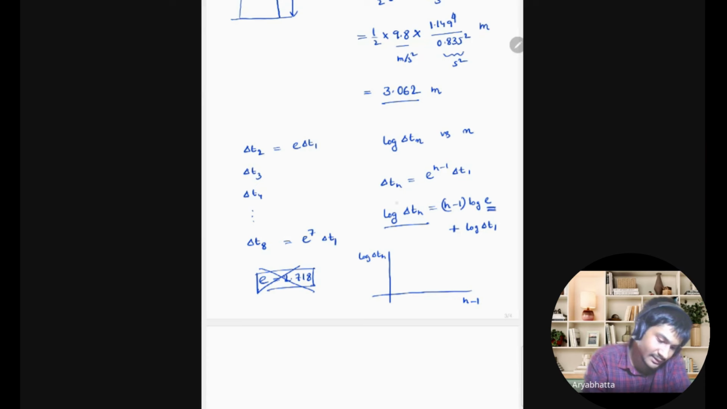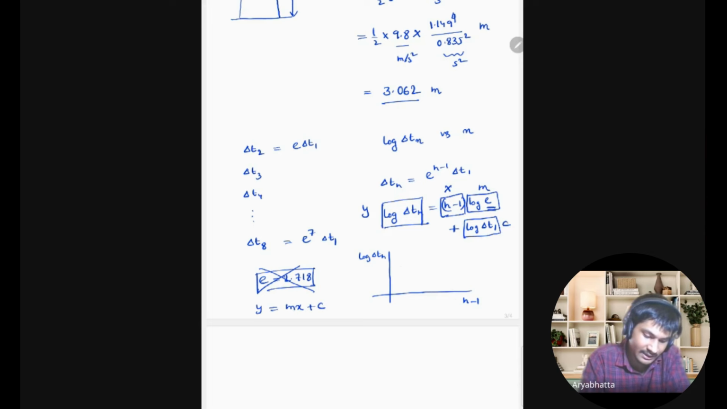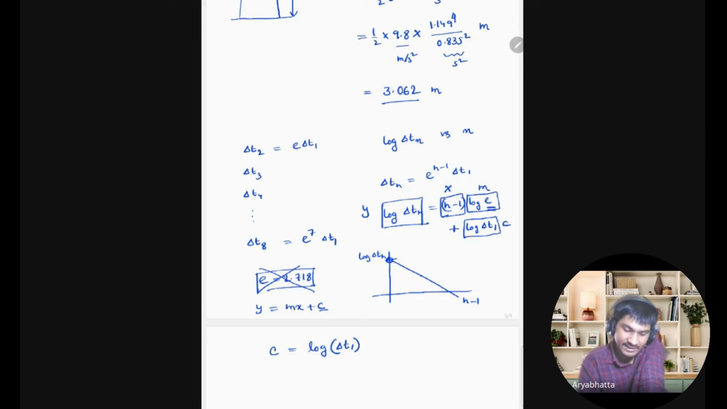Then this is our y coordinate, so I write it y. This is our x coordinate, I write it x. This is a slope kind of term, so I write it m. And this is our intercept, c. We get y equal to mx plus c, a straight line. And we have some data sets. You fit a straight line, and you will see there will be some intercept here. And that intercept c is log delta T1. So this is another way to find delta T1, and this is more accurate.